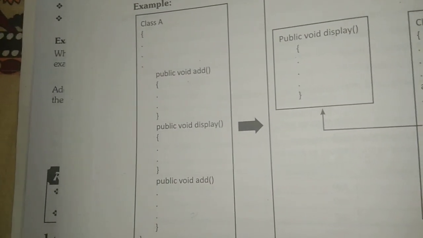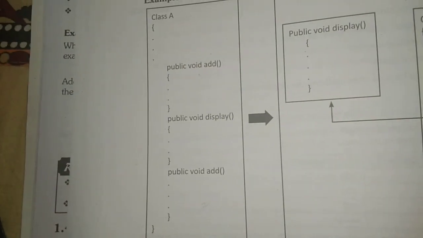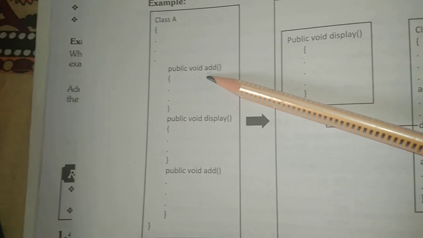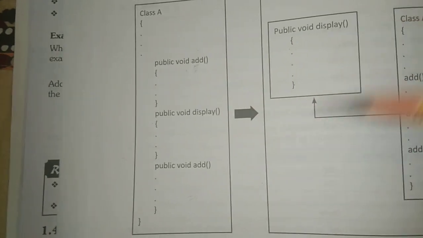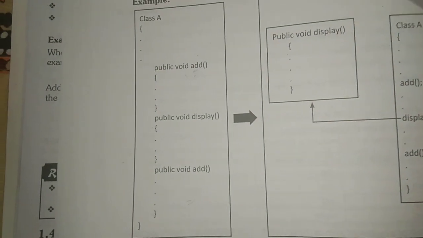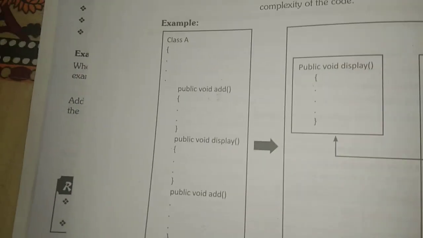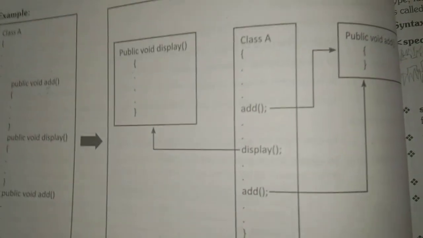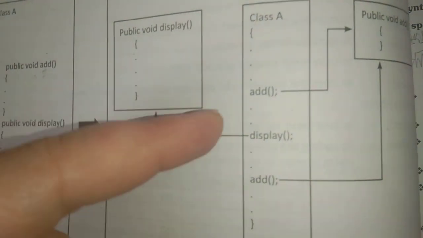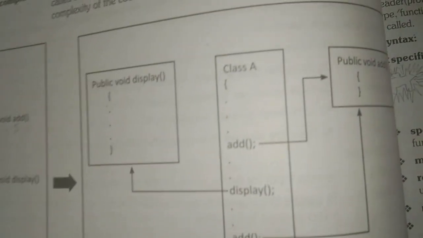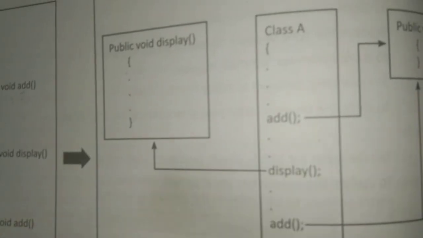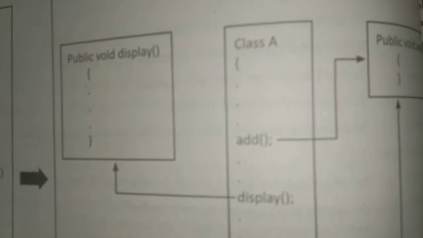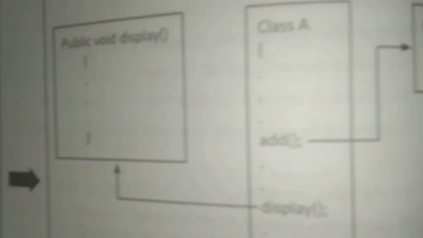But while using methods, what is happening? The user defines the code once. If we write the code in this add method, we can call it again and again as per the requirement. Any number of times you can call the same method. This structure is shown to you, that this class A has add, display and add methods. If we call the display method, the control will go to the display method, and the body of the method will be executed once it is called.